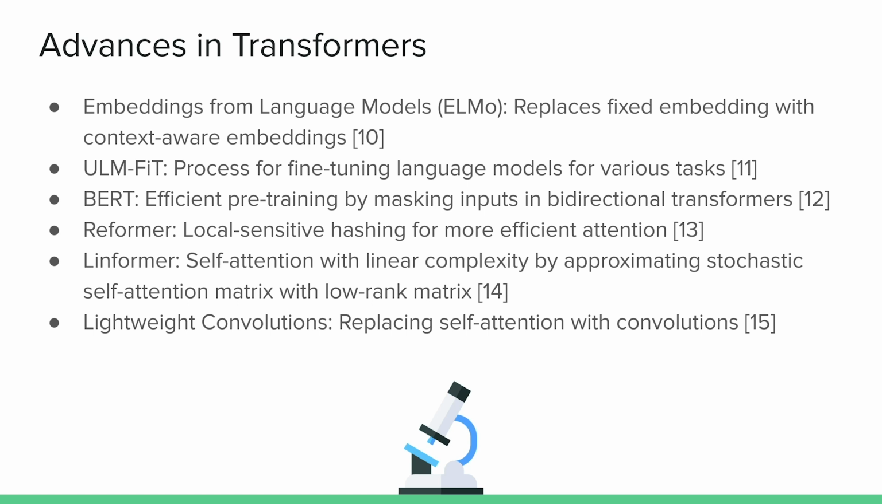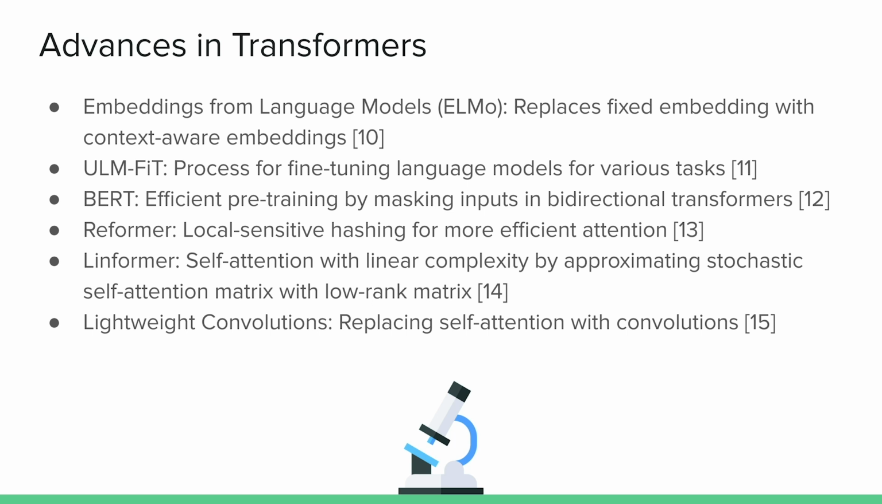ULMFiT is a process for fine-tuning language models for various tasks, and we're now able to do transfer learning for sequence tasks in a similar way that we're able to do it for computer vision tasks, where we just train on ImageNet and then replace the head or replace the dataset with what we actually want to train on. That was also a significant advancement.